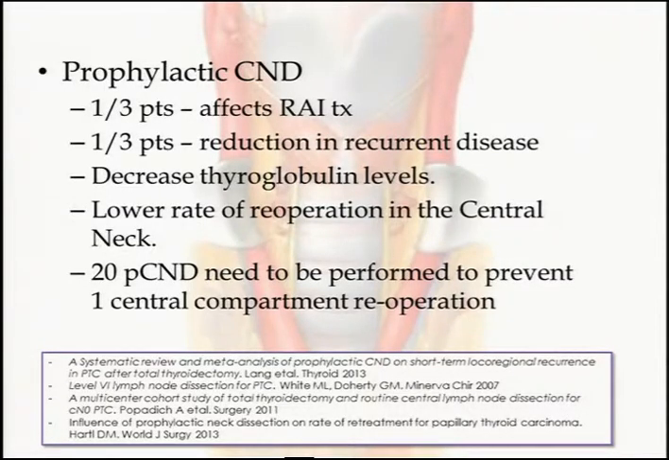But we would need to do about 20 prophylactic central neck dissections to prevent one central compartment reoperation, and I think that's even, I would probably quote even higher numbers. In some studies it's up to 30 patients per one central compartment reoperation, so I think that's, again, something to remember.